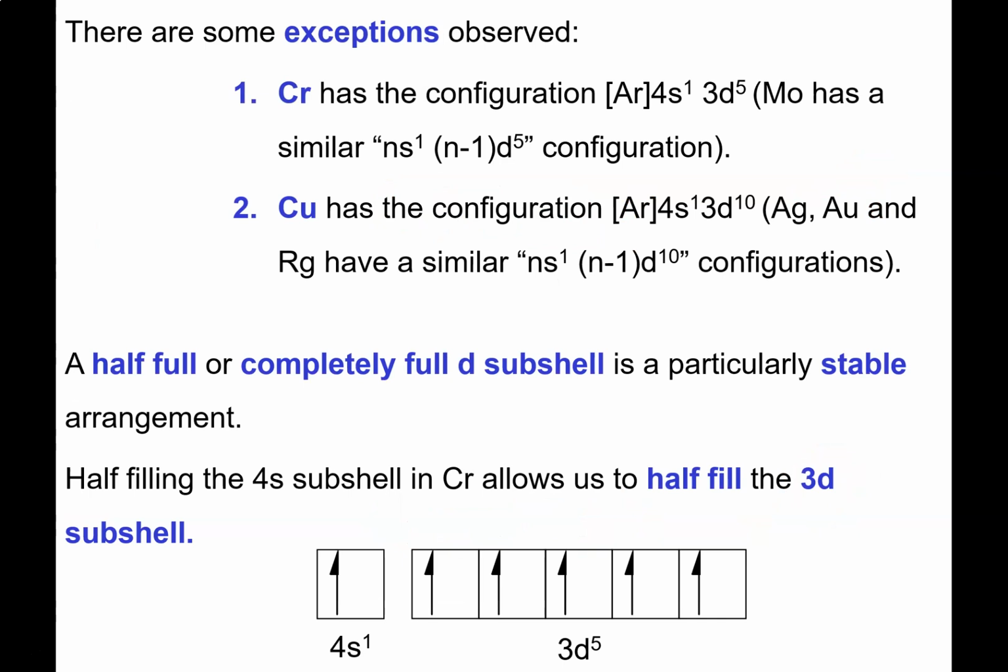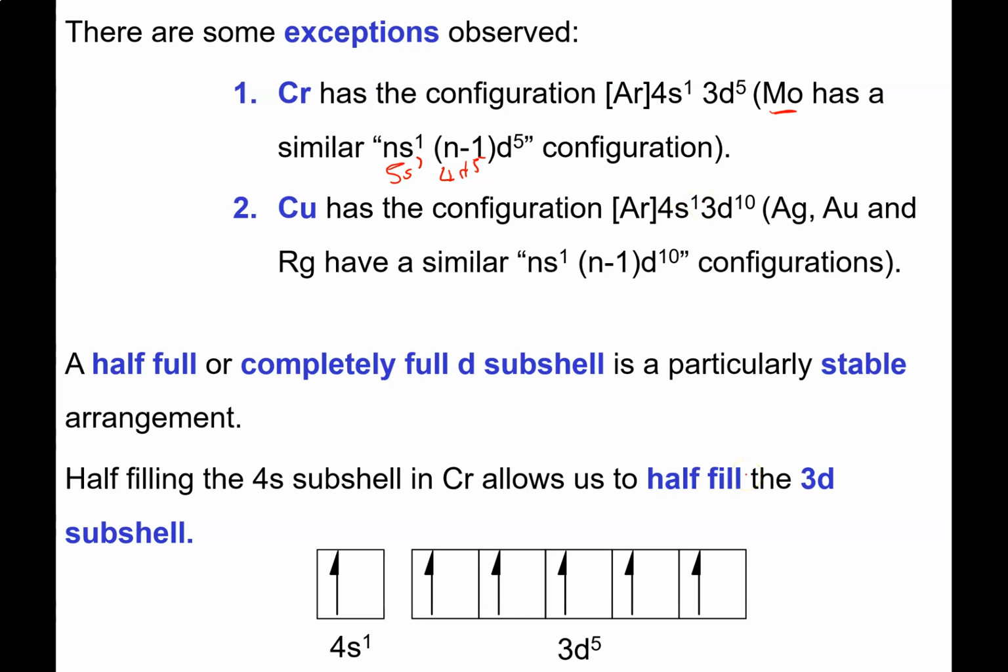So what we see is chromium has the electron configuration 4s1 3d5. It's also worth noting that molybdenum, immediately underneath chromium, also has a similar ns1 (n-1)d5 configuration, except that this would be incremented by 1. So this is 4s1 4d5 for molybdenum, and then copper has the configuration argon 4s1 3d10 instead of 4s2 3d9.